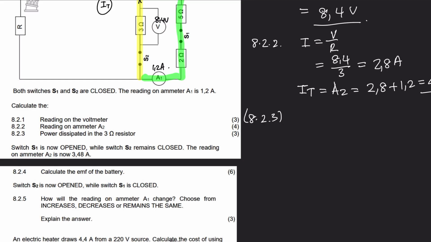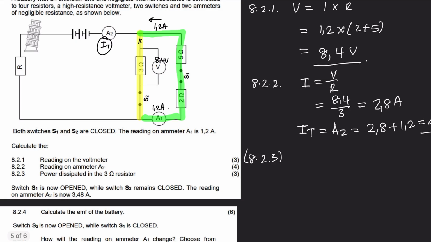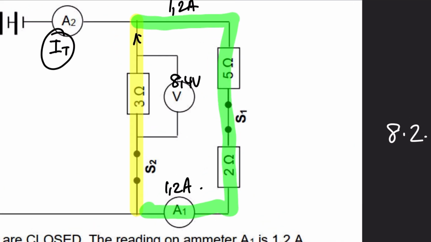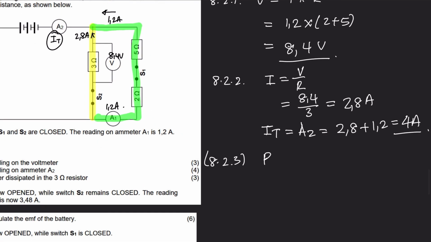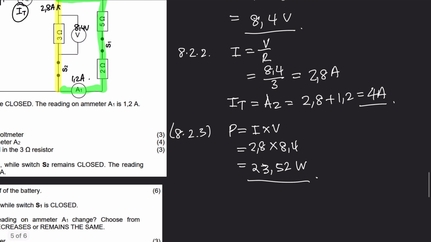8.2.3. Now, if you consider, we know everything here. We know the current is 2.8 amperes. We know current, we know resistance, we know voltage. We could use any equation and the answer would still be the same, right? So let's just go with the simple one. We'll say power equals I times V. The current we just worked out is 2.8. The voltage was 8.4. And you multiply them together, you're going to get 23.52 watts.